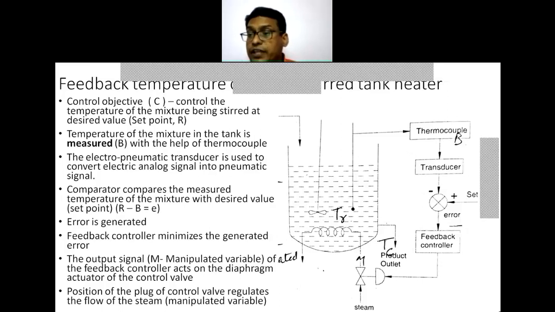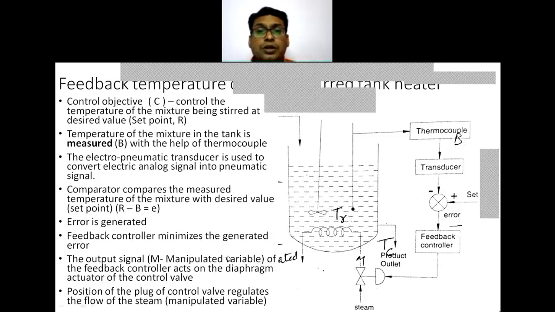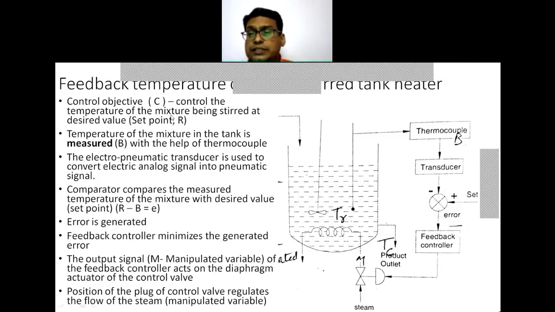Whatever controller action is taken goes to a control valve, and this control valve adjusts the steam going into the system. So this is our general feedback temperature control for a stirred tank heater system. The control objective, that is C, the temperature Tc, is to be controlled.